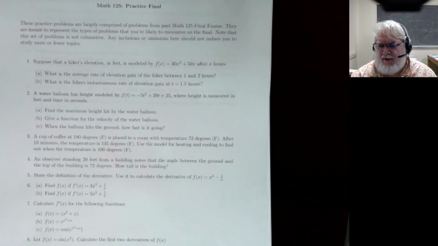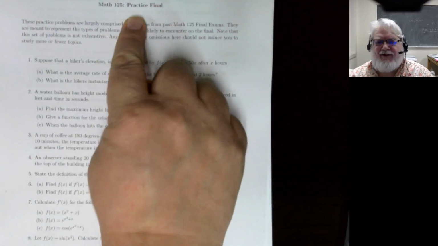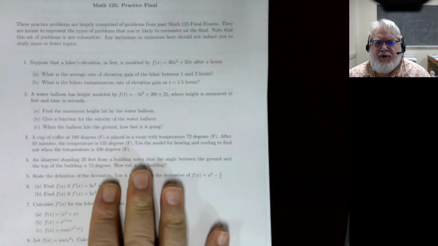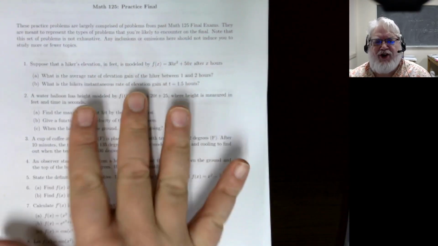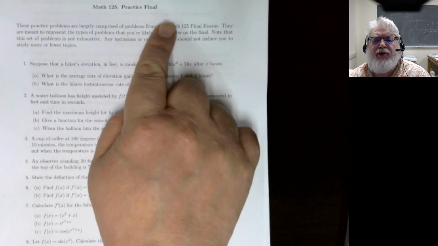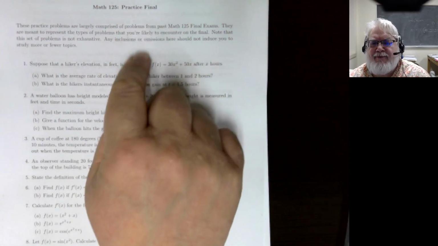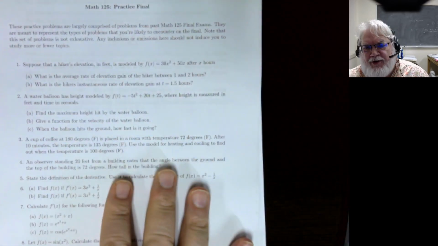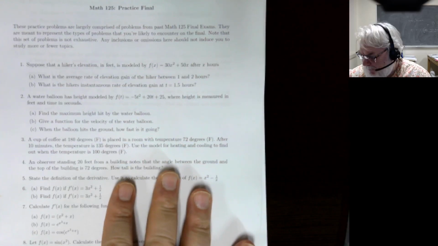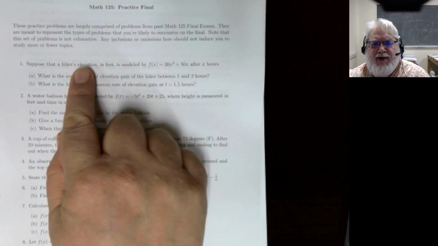All right, let's see how long this one's going to take us. We want to try to get through our practice final. And so, once again, I apologize for the smallness of the font here. You're meant to print this off and follow along, or you could follow along on the computer. It's on our class website. Okay, so let's see how we do here.